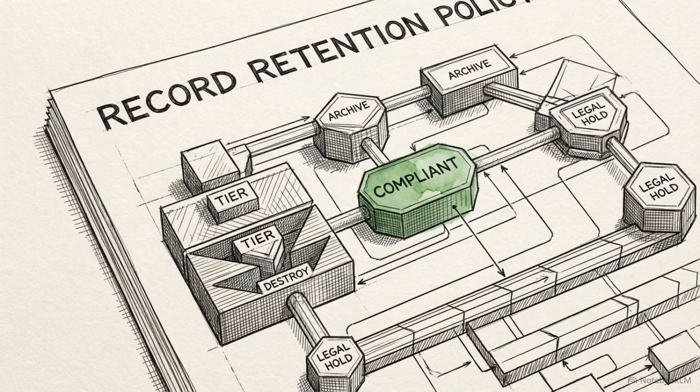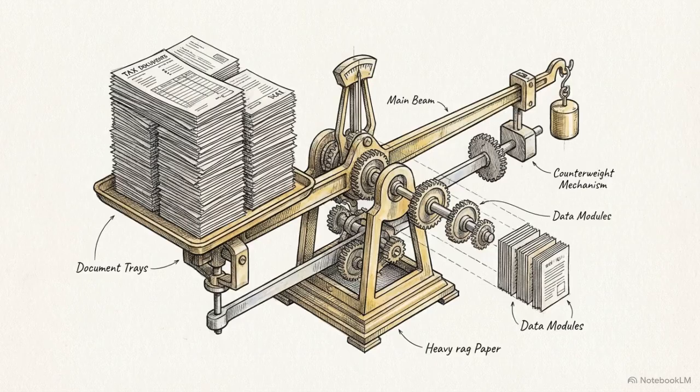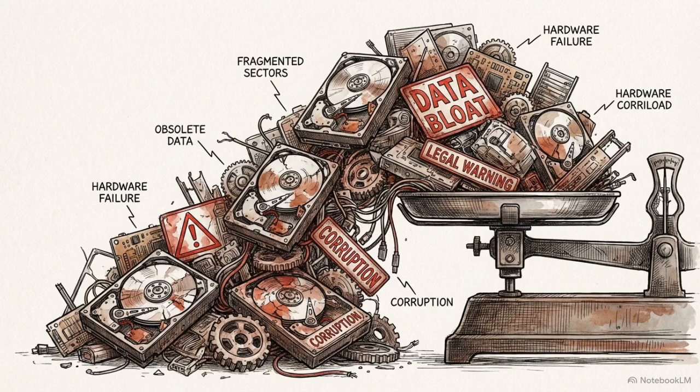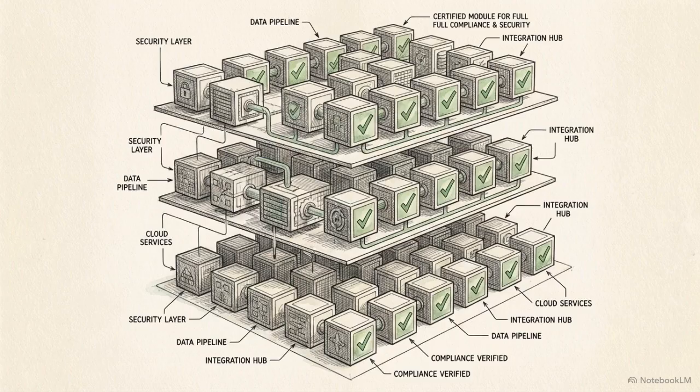Managing this lifecycle requires a formal record retention policy. Organizations must balance the legal necessity of keeping certain records, like tax documents, for mandated minimum periods, against the extreme financial cost of managing data bloat and navigating massive discovery requests during litigation. Rigorous data governance transforms raw, chaotic information into a reliable, legally defensible corporate asset.